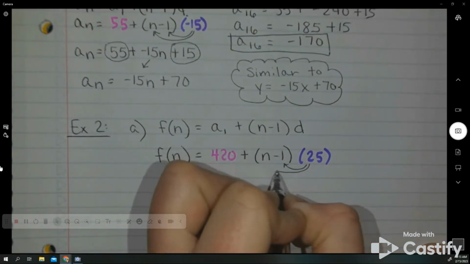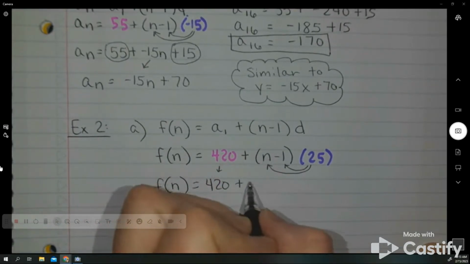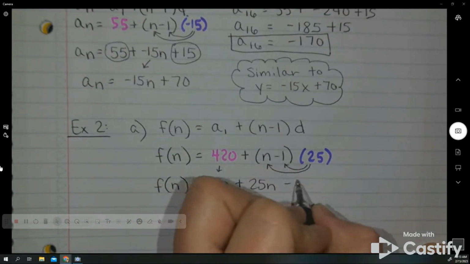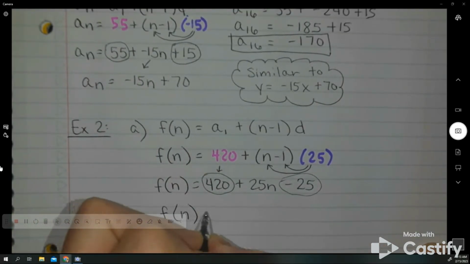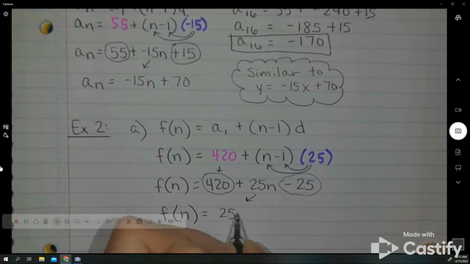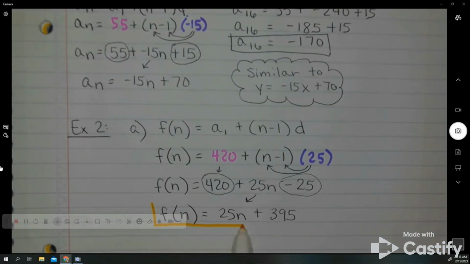So we're going to distribute this 25 to these two pieces here. 420 didn't get used, so we're just going to rewrite that. 25 times n is 25n. 25 times negative 1 is negative 25. Let's combine our like terms. So it's negative 25 and 420. So we have f of n equals 25n plus 395. So this is that function that we were looking for.